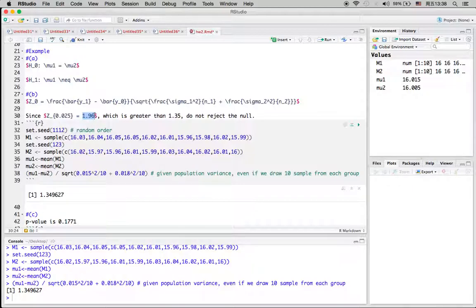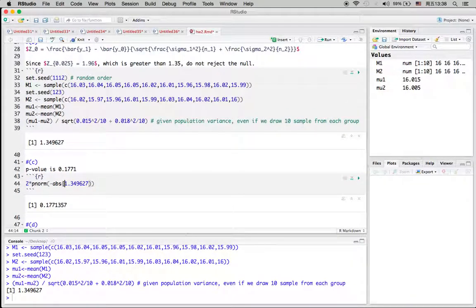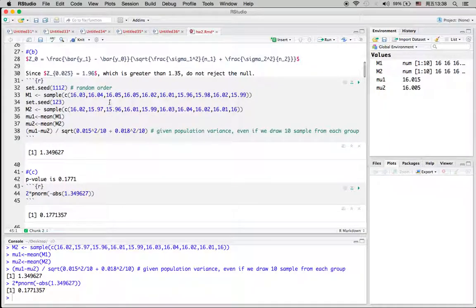is 1.96, which is greater than the z-score calculated for the sample, so we do not reject the null hypothesis, which means there isn't a difference between the two populations. We can also check the p-value, which is 0.017, greater than 0.05. So again, we do not reject the null, which means there isn't a difference between M1 and M2.